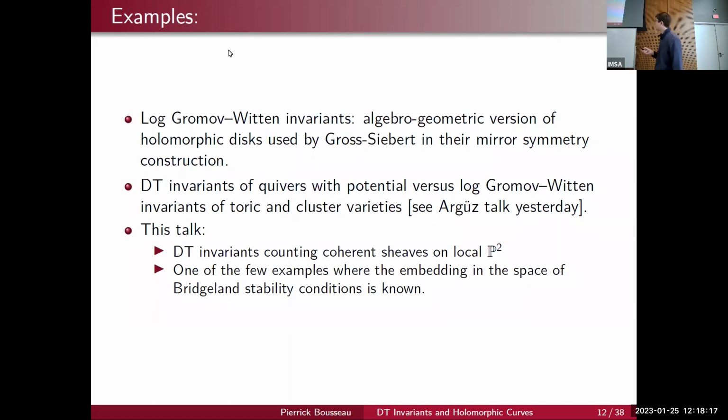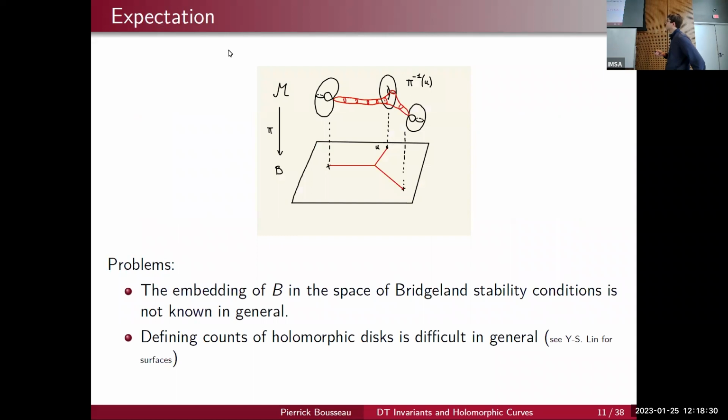Okay, so as an example of this general expectation, the talk of Julia's yesterday, which was about some relation between DT invariants of Fourier's potentials and log homological invariants of toric varieties and cluster varieties, is an example of this relation in some kind of limit, where the space of stability parameters has a nice description in terms of the quiver, and the limit is where some of the singularities of the integral system are sent to infinity.